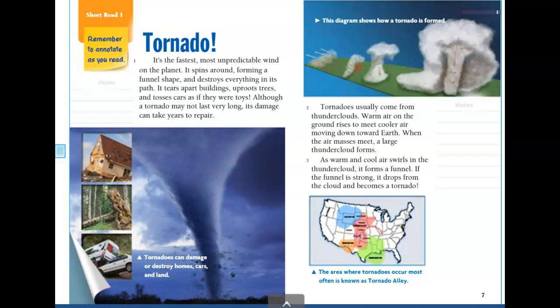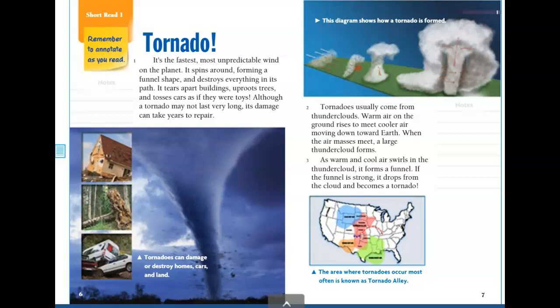Tornadoes can damage or destroy homes, cars, and land. So I want you to pay attention to the words damage and destroy. What do those words mean? Damage and destroy. Some words have definitions that are similar, but not exactly the same. So we're going to do the shades of meaning.